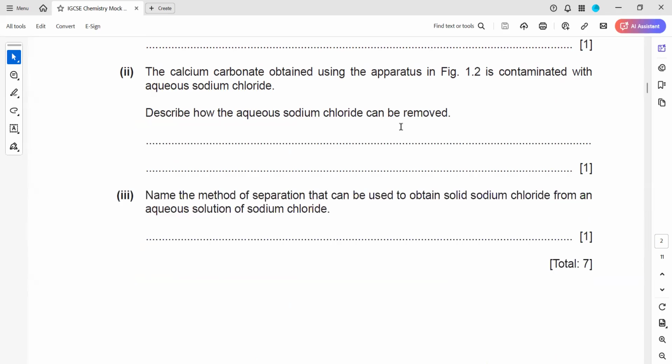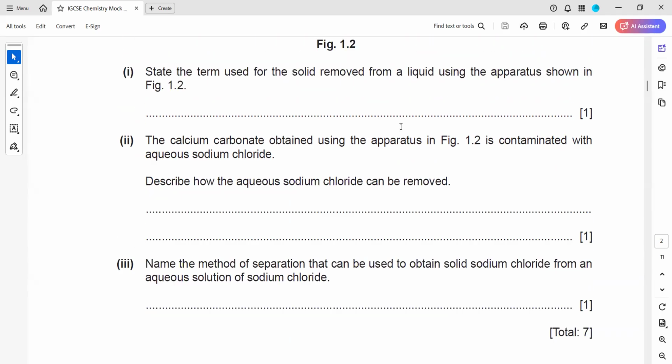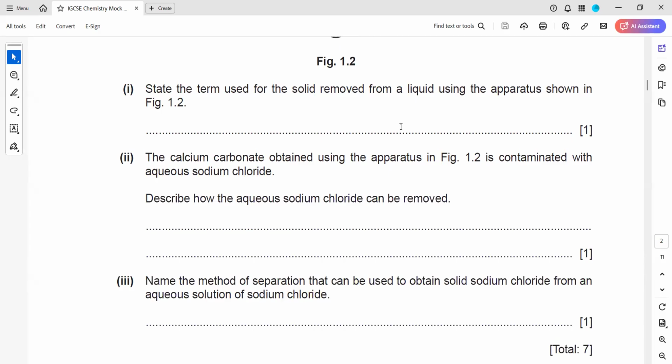Next, the calcium carbonate obtained using the apparatus is contaminated with aqueous sodium chloride, meaning it has some sodium chloride. Describe how sodium chloride could be removed. What should be done is we should wash the crystals again, not dry them. Let's say this blue is representing the calcium carbonate, CaCO3, and it is contaminated with some sodium chloride.